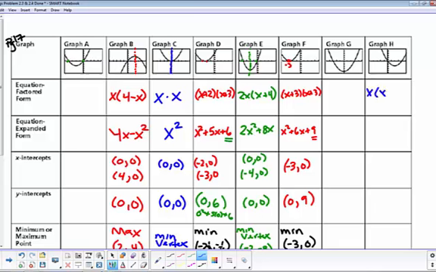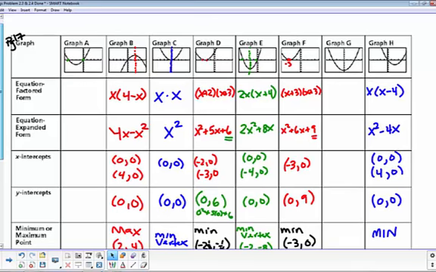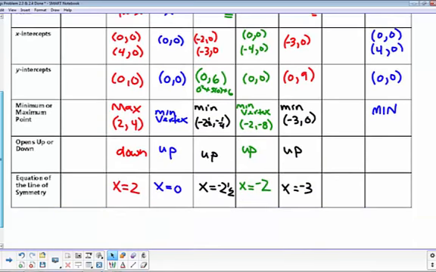So x times x minus 4. Our x-intercepts are at 0 and at 4. Y-intercept is at 0, where it crosses the y-axis. This is a minimum again because it opens up. And the line of symmetry, 2, is directly in the middle. Our vertex, again, was 2, negative 8.